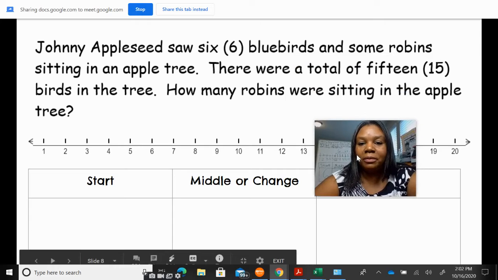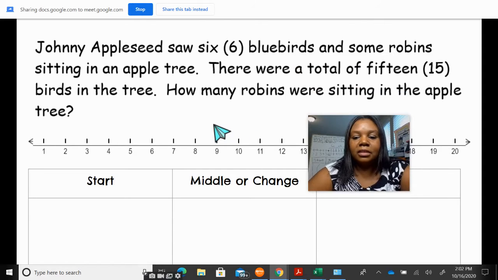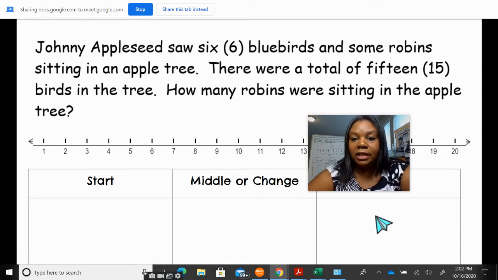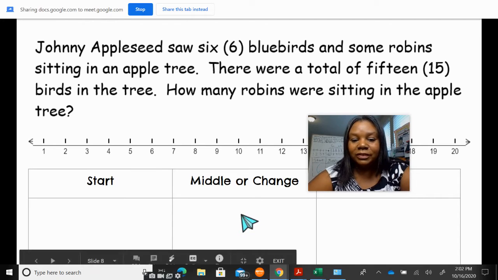The next word problem reads this. Johnny Appleseed saw 6 bluebirds and some robins sitting in an apple tree. There were a total of 15 birds in the tree. How many robins were sitting in the apple tree? If you continue to watch the video again, you will see me demonstrate this word problem as well.